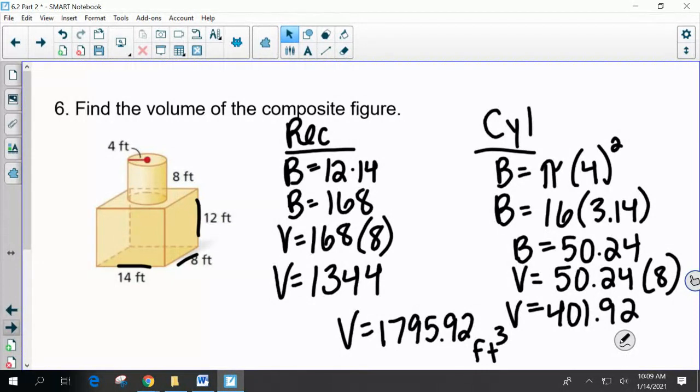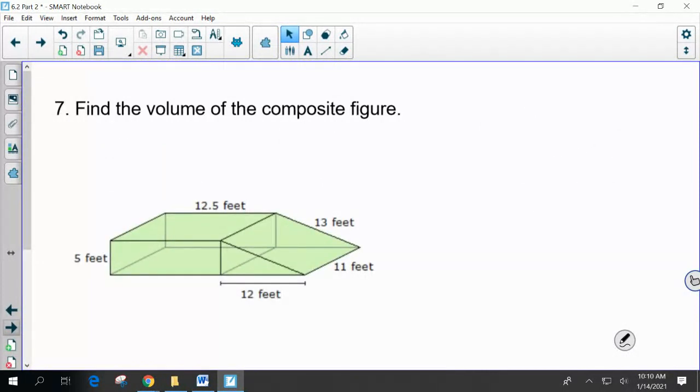Okay, now we're gonna get a little more challenging here. Looks like a ramp, so what two shapes are these? A triangular and a rectangular prism, okay? So first, let's calculate the rectangular prism.